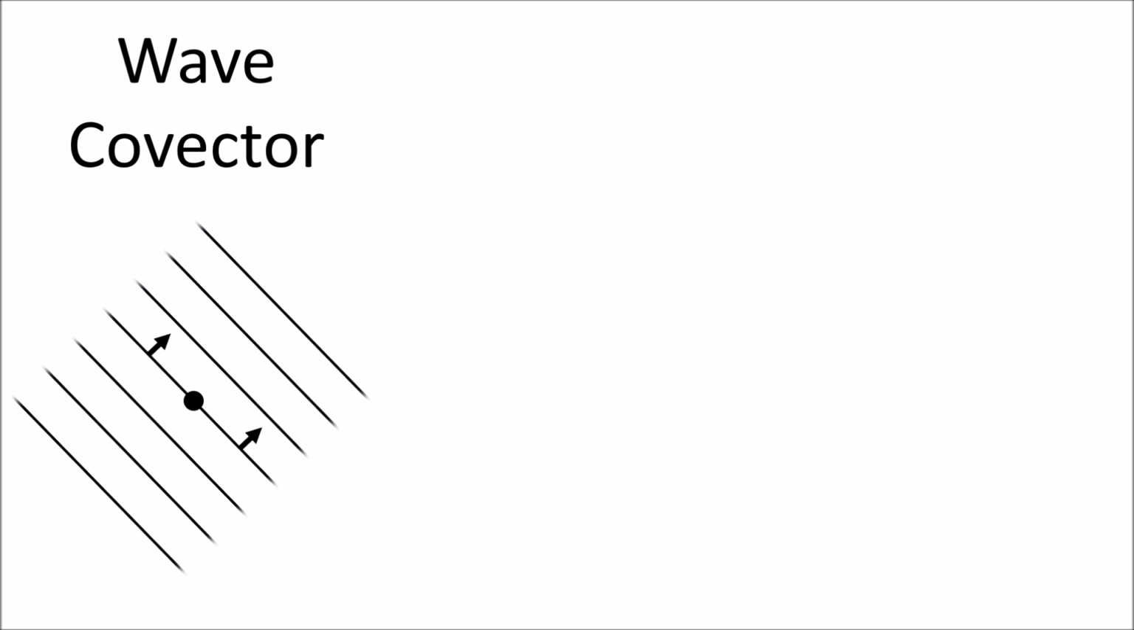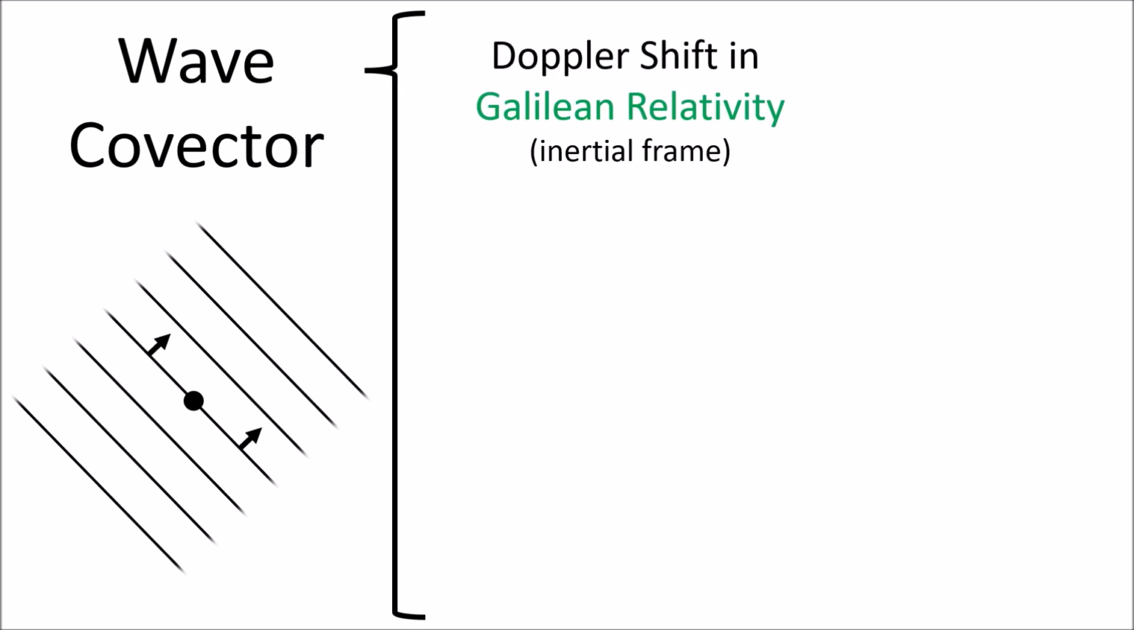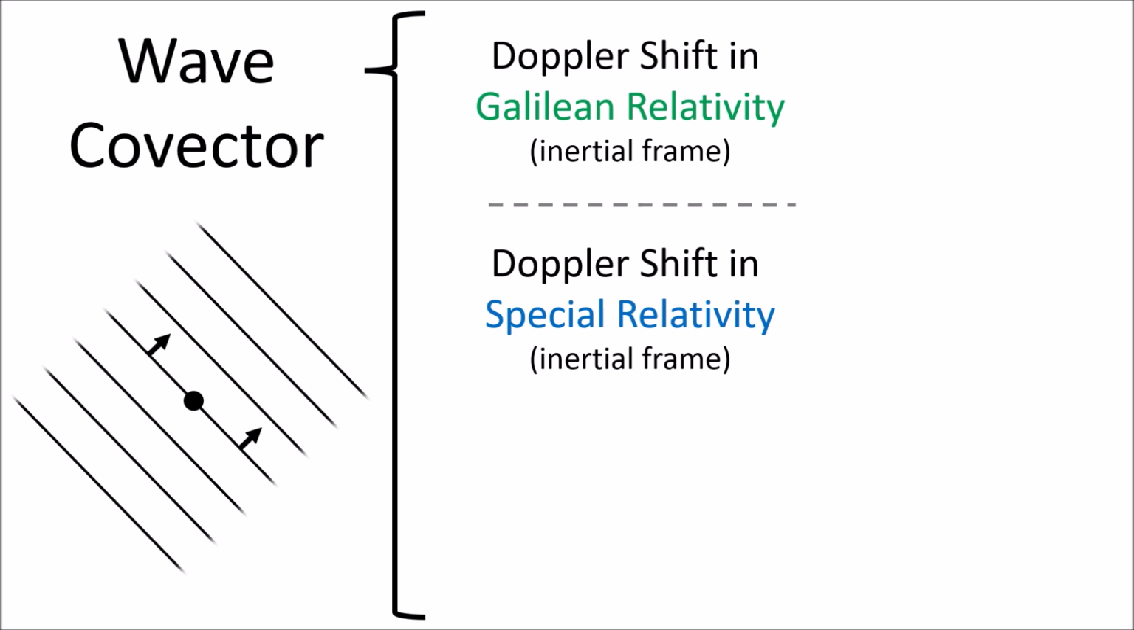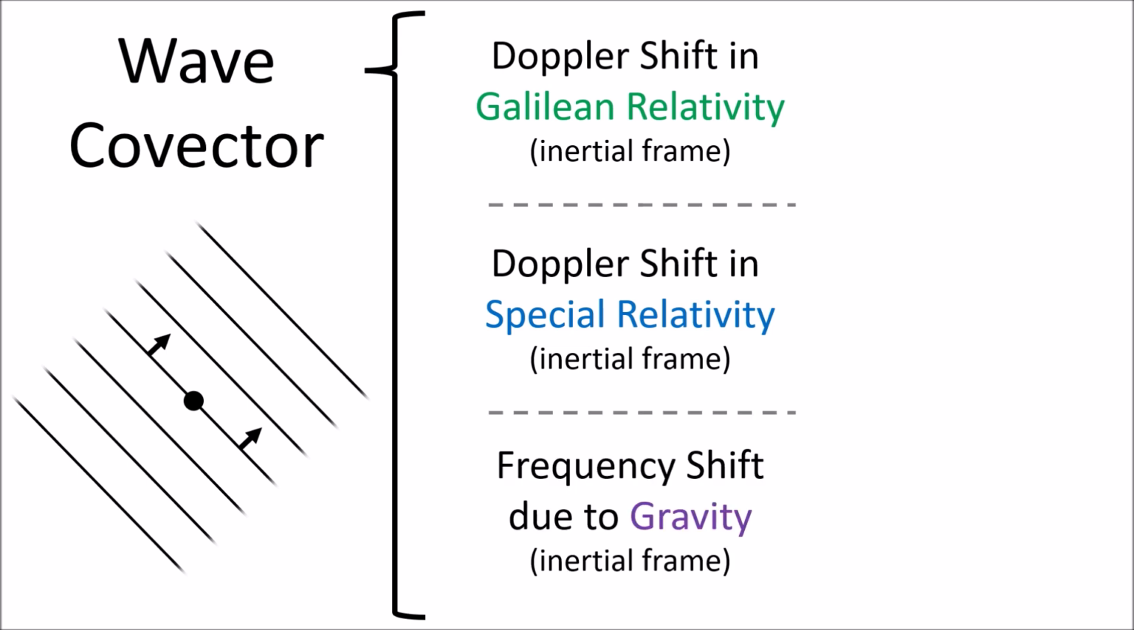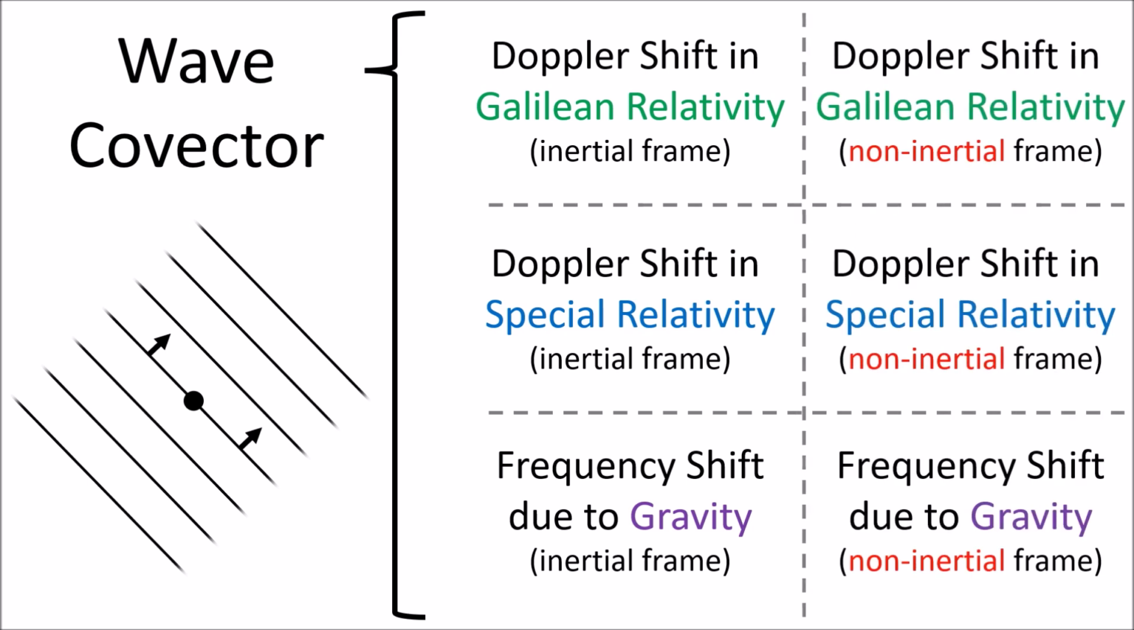You might find this method to be a lengthy and roundabout way of doing things. But my goal here is to show that the Doppler shift from Galilean relativity, Doppler shift from special relativity, and frequency shift due to gravity can all be handled using the same approach, for both inertial observers and non-inertial observers. We don't need to learn 6 different approaches and treat all of these as separate special cases.